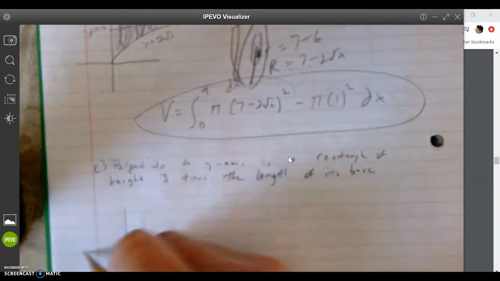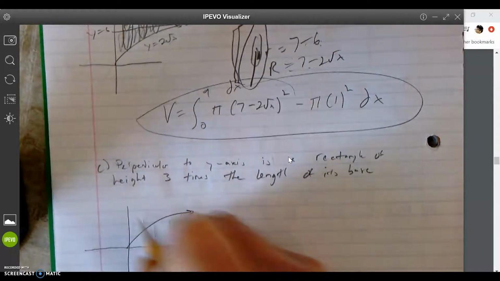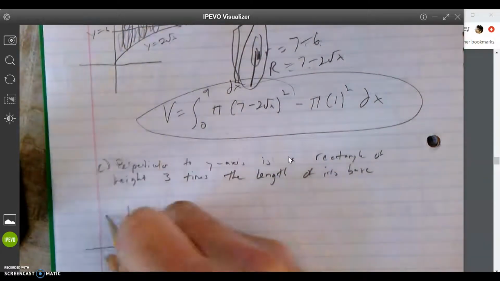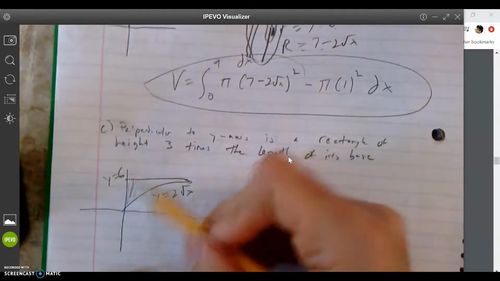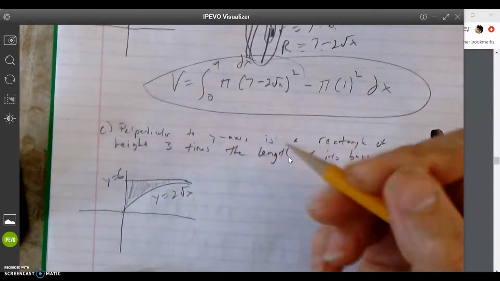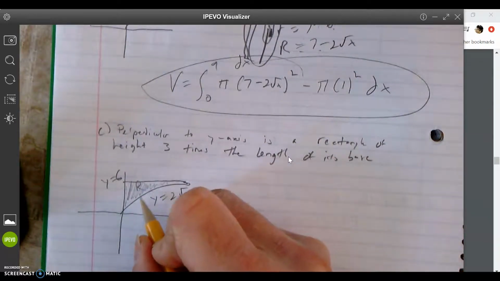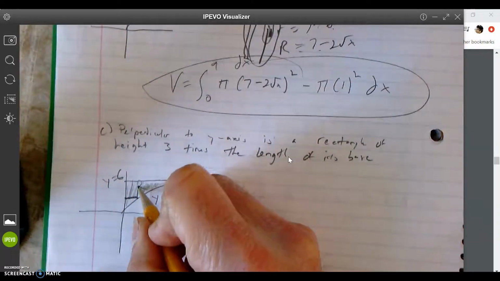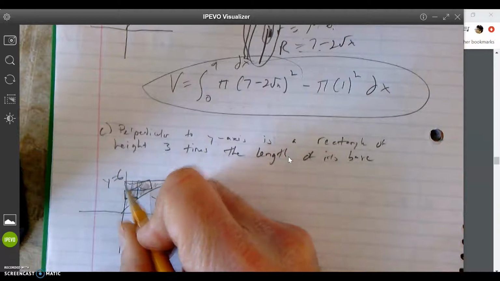Okay, so draw the picture, y equals 2 radical x, and y equals 6. Okay, so here is the area, and we have a perpendicular to the y-axis. That means it's right here. Perpendicular to the y-axis like this. And so we have a rectangle coming up, all these infinite amount of rectangles.